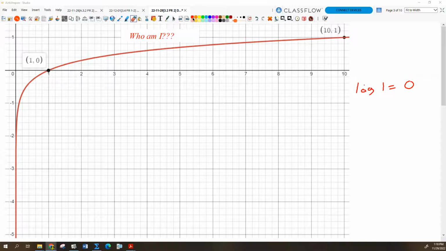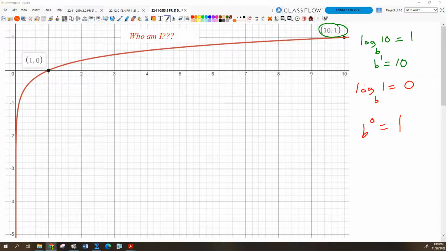The base B log of 1 has to be 0, because any base to the 0 is equal to 1, right? But look at this point right here. Look at this one. That's saying the base B log of 10 equals 1. So in other words, that's saying that B to the 1 equals 10. What must B be?